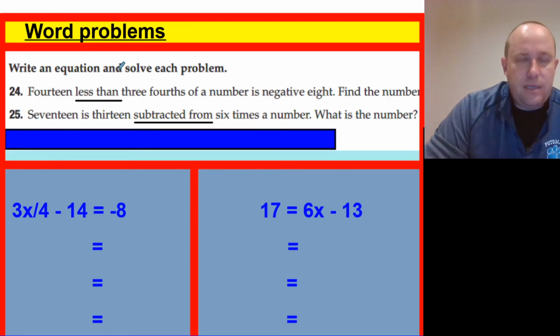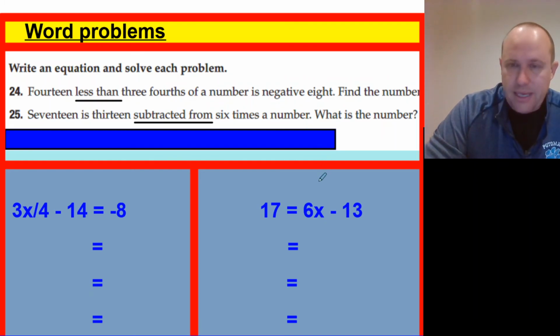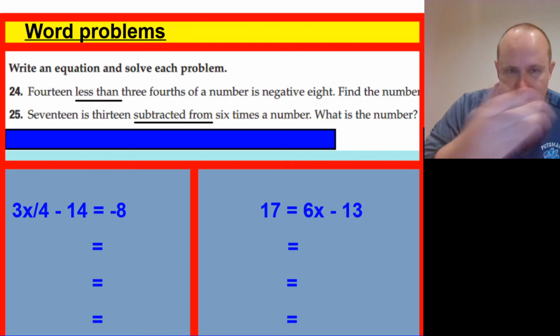I did want to emphasize sometimes we're going to switch to word problems, again, like we did in the warm-up, so be particularly careful on questions where it says less than. So 14 less than, remember that means you're going to put negative 14, you're not putting 14 minus. And similarly on number 25, where it says 17 is 13 subtracted from 6 times a number, so 17 equals, that's one of those flip words again, so it's going to be 6x minus 13, and then you can just go ahead and solve the question as normal.